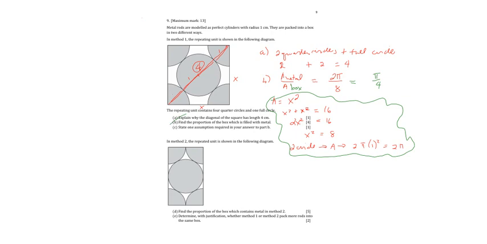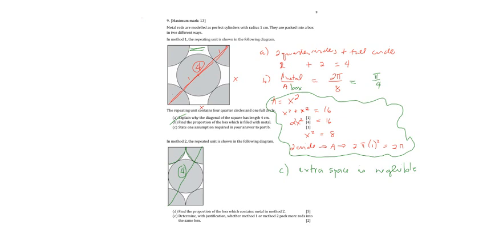State any assumption required in your answer in part B. So we assume that extra space is negligible. That's really the actual dimension. In method 2, a repeated unit is shown in the following diagram. So if there is a gap here, we try to close it in here. Again, the diagonal will still be 4, of course, same thing.